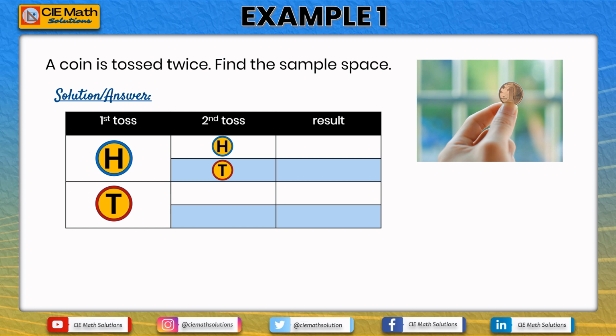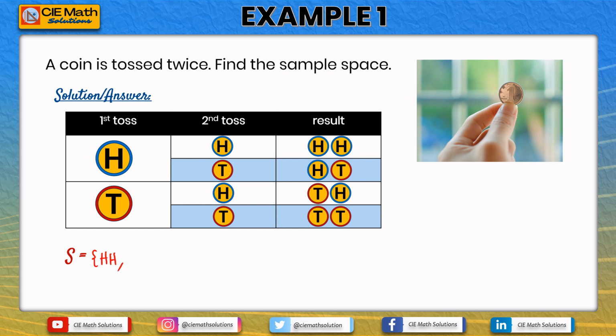It's a head or a tail. Even if the first toss is a tail, then the second toss could still have either a head or a tail. Combining this, we will then have head-head. This means that the head is the result on the first toss, and the second head is the result on the second toss. We then also have head-tail, tail-head, and tail-tail. Listing down the elements of the sample space will then be head-head or HH, head-tail, tail-head, and tail-tail. The elements then of the sample space are head-head, head-tail, tail-head, and tail-tail.